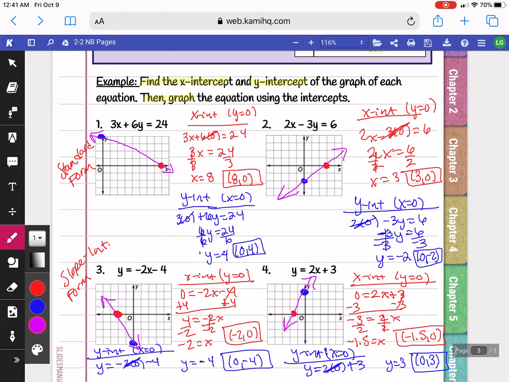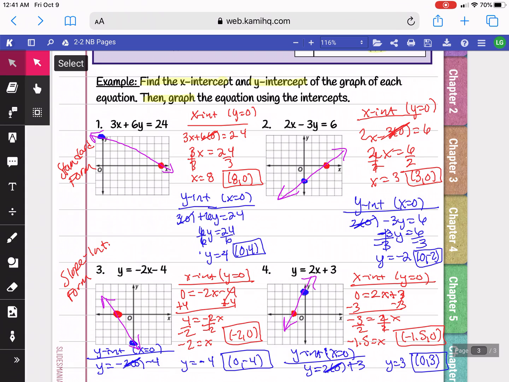So when you're graphing using intercepts, remember your magic number 0. You plug in 0 into the opposite letter and solve for your intercept. Once you have your x-intercept, graph that on the x-axis, your y-intercept goes on the y-axis, and then you can sketch your line by connecting those points.